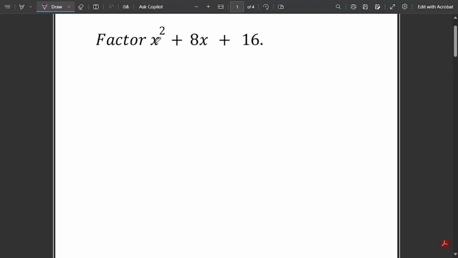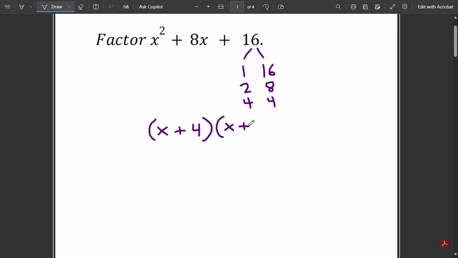Now, if we're factoring when a equals 1, we can start listing out the factors of 16, so we could say 1 times 16, 2 times 8, and 4 times 4. And we have a plus here and a plus here, so we know that these factors are all going to be positive. And we can see that 4 times 4 equals 16 and adds to 8. So we could factor this to x plus 4 times x plus 4.